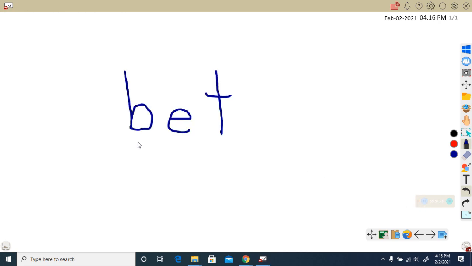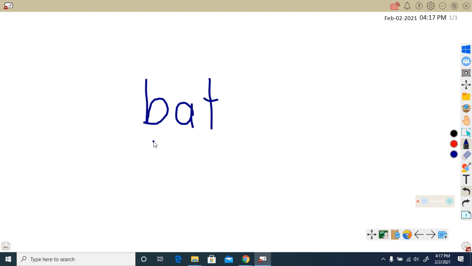This is the letter B. B stands for the B sound. This is the letter E. E stands for the E sound. This is the letter T. T stands for the T sound. So we have B, E, T. Let's blend those. Bet, bet. The word is bet.